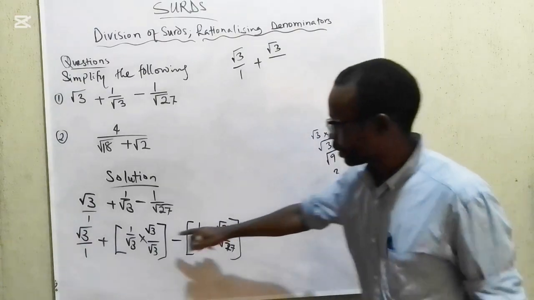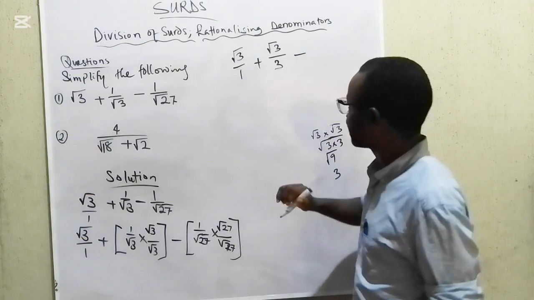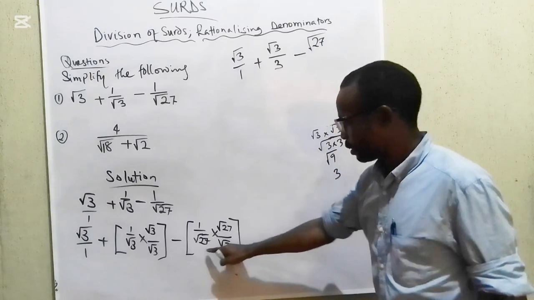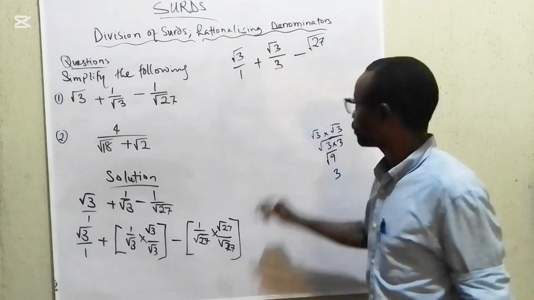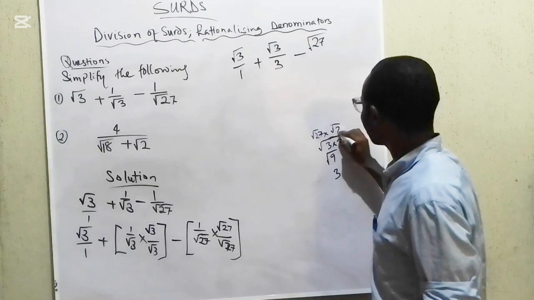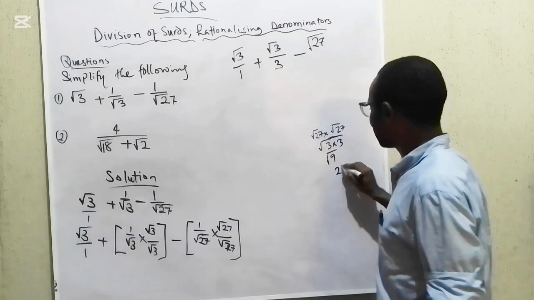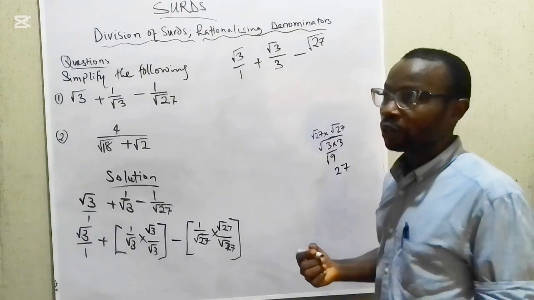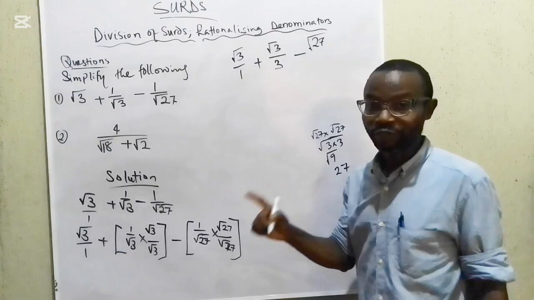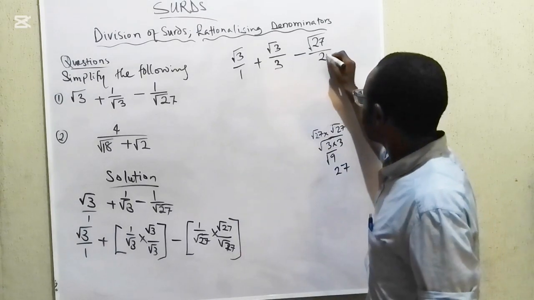So this times this will give us 3. The same thing will apply here. 1 times root 27 will give us root 27. And then root 27 times root 27 will give us what? Let's assume this is root 27 times root 27. The square root of 27 times 27 will give us 27. So root 3 times root 3 is the same thing as 3, because root 3 times root 3 will give us root 9. The square root of 9 is 3. So this will automatically be 27.